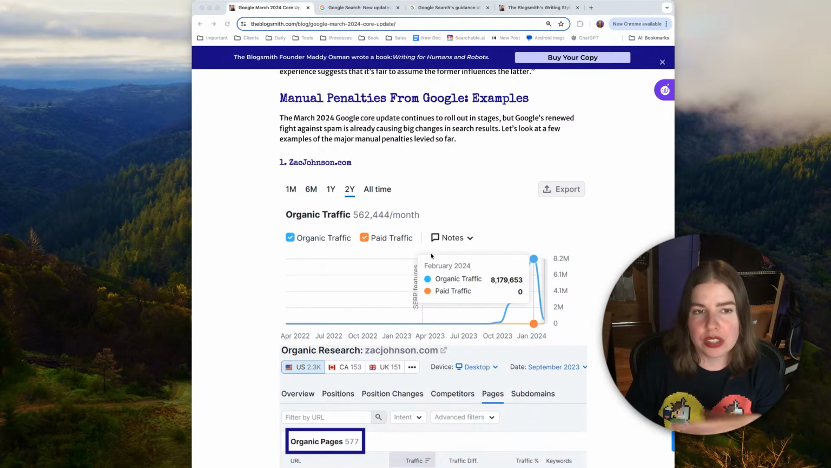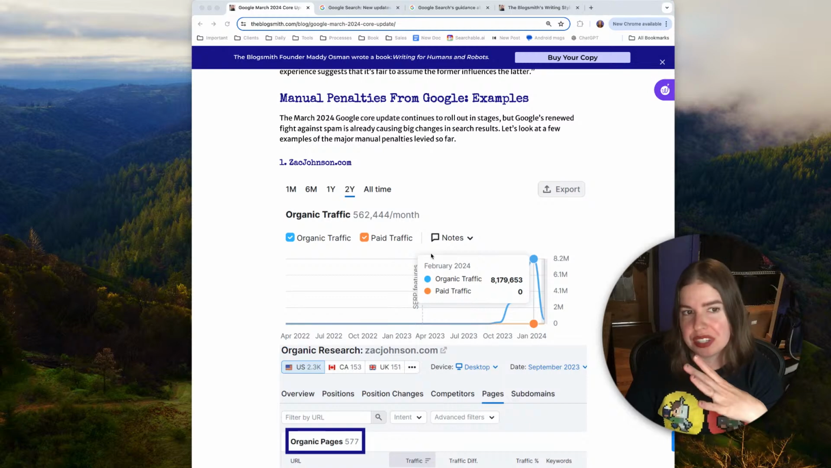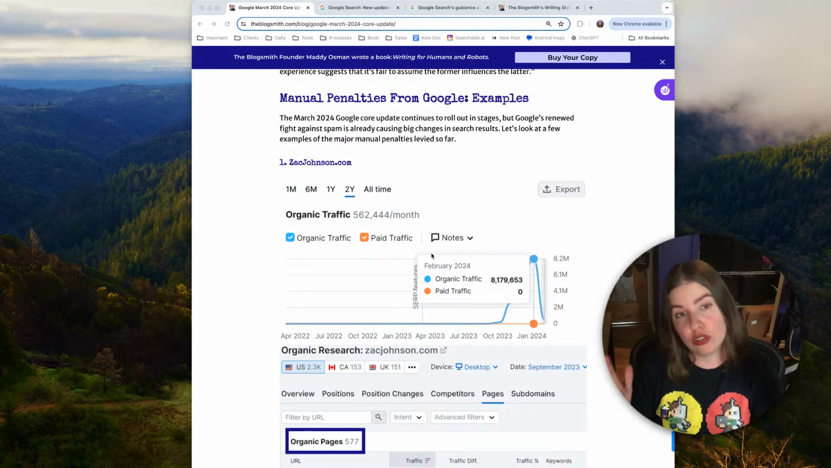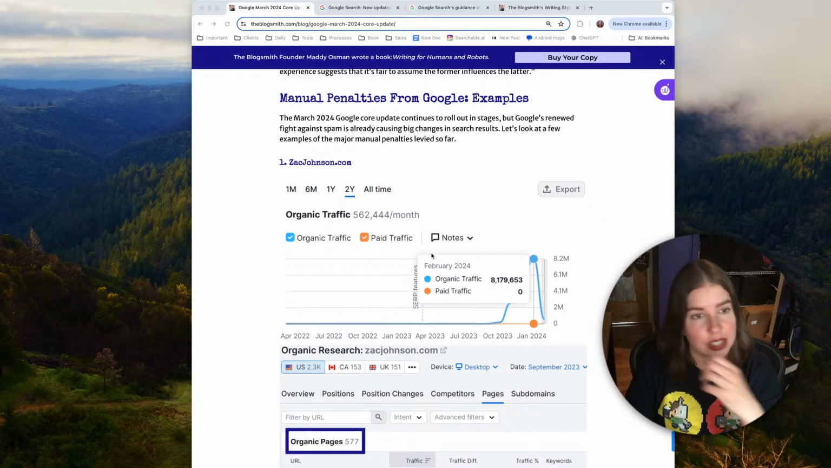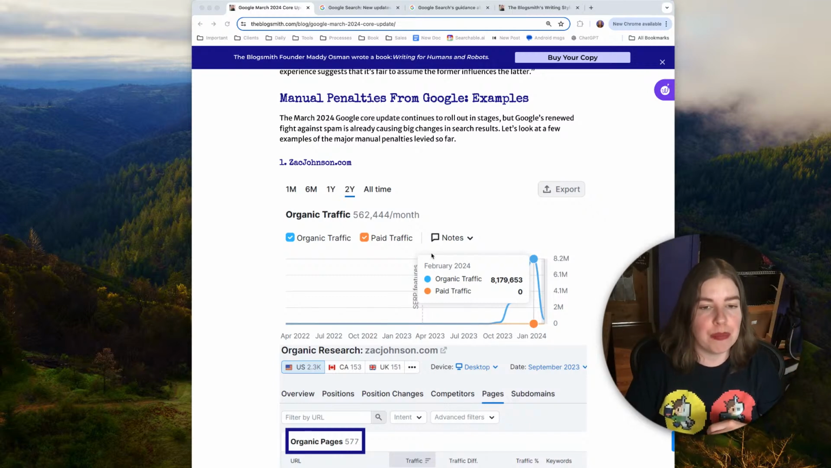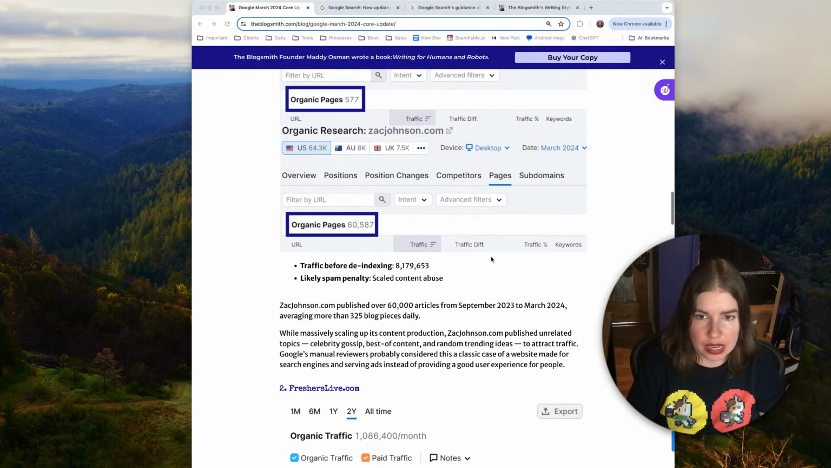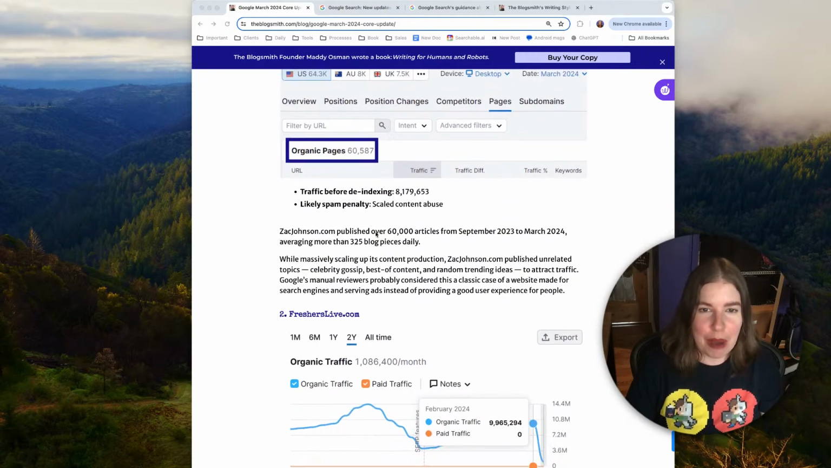So here were a couple examples. A lot of SEOs have put together some teardowns of different huge sites in terms of traffic and number of pages, and what happened per this update. So Zach Johnson is one example. They published over 60,000 articles between September 2023 and March 2024, so over 300 pieces daily.